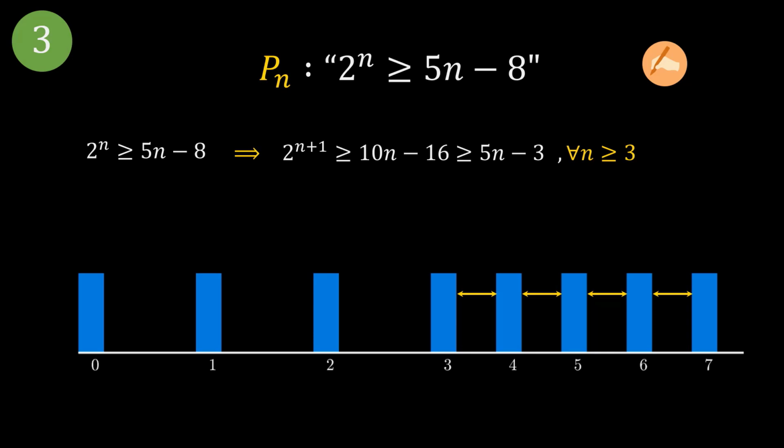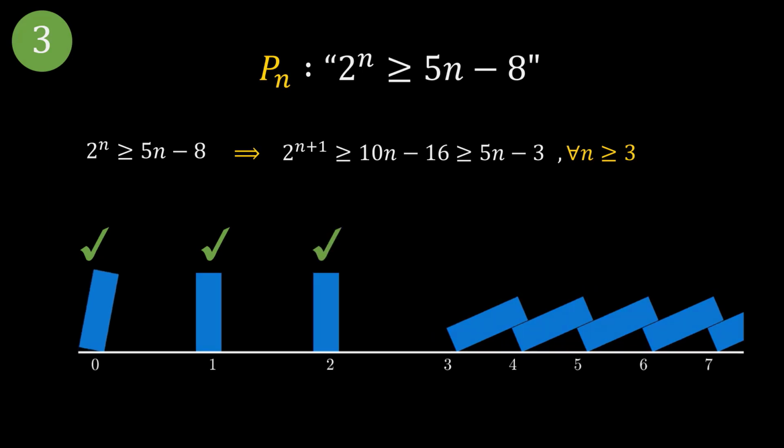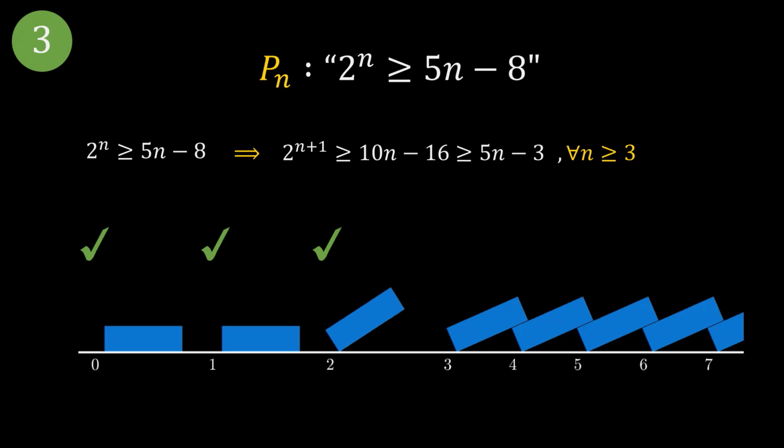We check that P3 holds and use the induction step to prove the statement for higher integers. However, cases 0, 1, and 2 must be checked separately. Each of the first 3 tiles falls without pushing the next one.